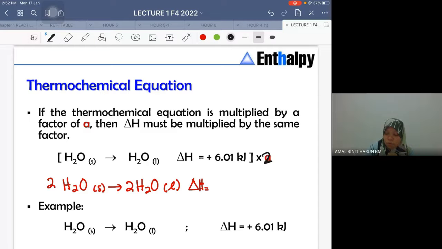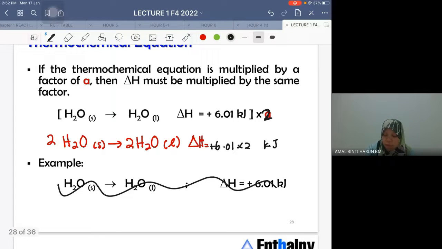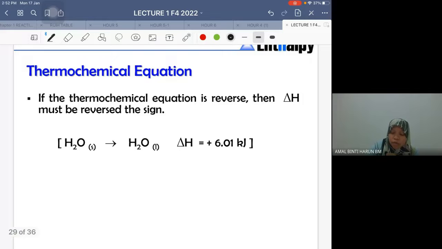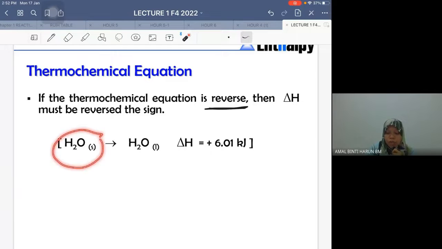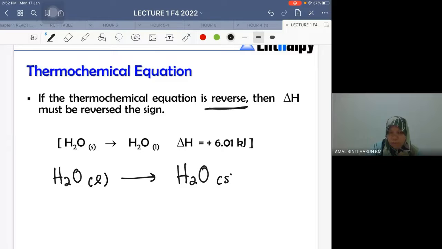For example, multiply by 2. So this is positive 6.01 times 2 kilojoule. Okay, I have already shown it above. Right. If we reverse, what happens? Given H2O solid changes to H2O liquid, heat absorbed 6.01. Now if we reverse, we want to change H2O liquid into H2O solid, meaning liquid to solid. So it freezes, heat is released.